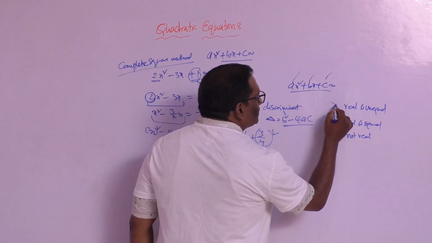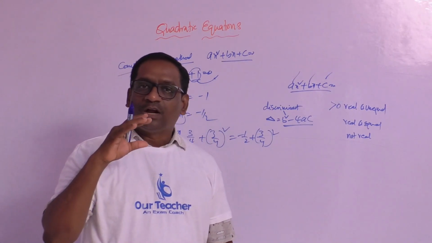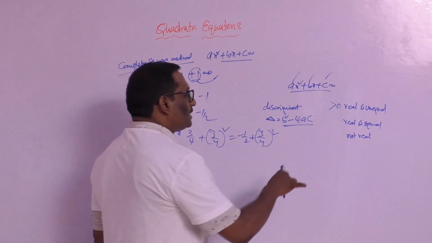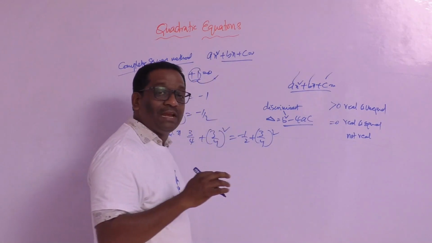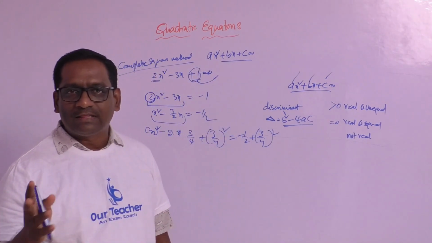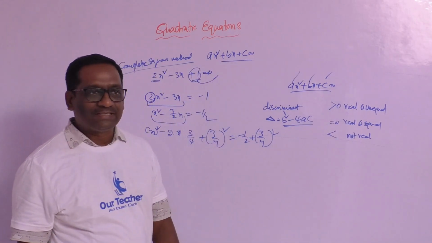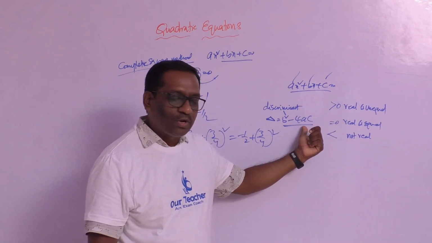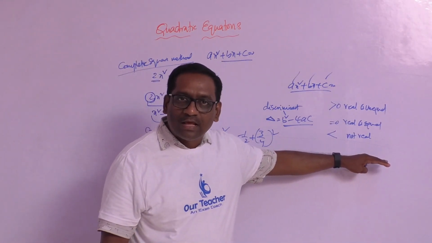Suppose you get a value greater than 0, that means a general positive number like 29 or 35. That is considered greater than 0. If you get equal to 0, the roots are real and equal, that means both roots will be the same, like 2 and 2, or 3 and 3. And coming to the last one, the not real roots occur when it is less than 0. That means when you find the b square minus 4ac value, you get a minus value, and those are called not real roots.